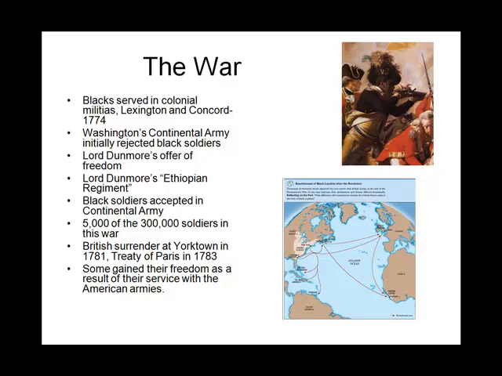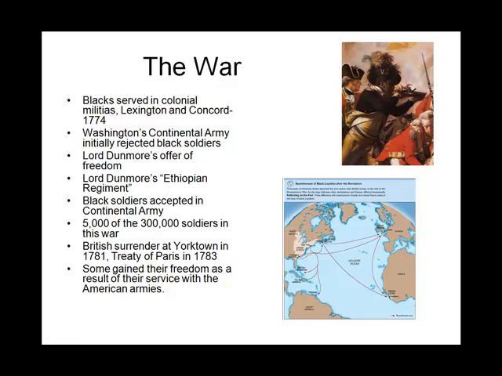It serves all of the colonies. This is George Washington's army. And the key difference between the Continental Army and the state militias is that the Continental Army can cross state lines. So they might be fighting in Massachusetts, but then later they might be fighting in South Carolina. Okay, Washington says no black soldiers, no slaves, no free blacks in the Continental Army. Well, the British governor of Virginia has something else in mind.